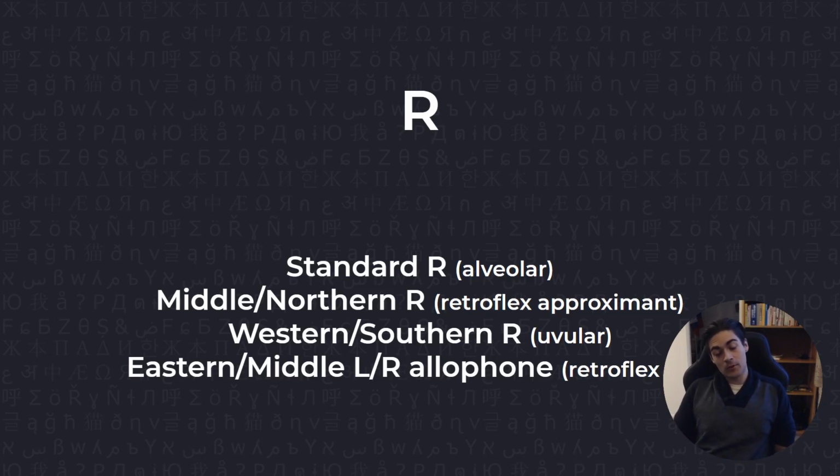This is very similar to the sound used in Mandarin. For example, the word for person is ren. That r sound there is the same as in middle/northern Norwegian. You can hear it in words like, in standard Norwegian we would say arbeid, but in the middle/north, they might say arbeid or arbeid.